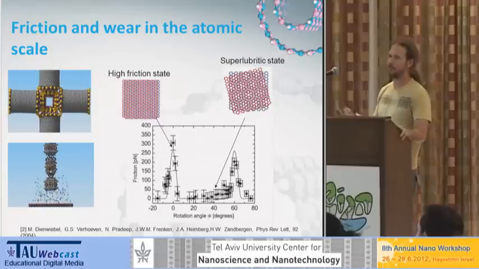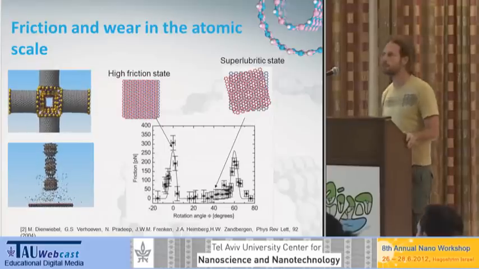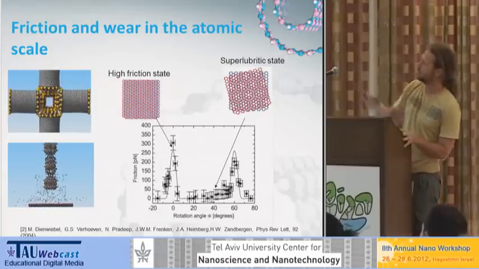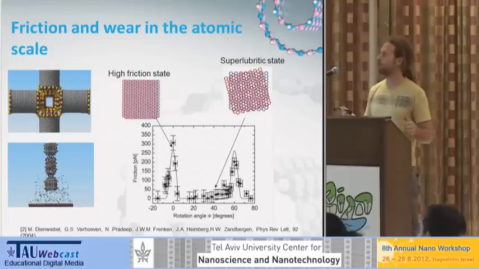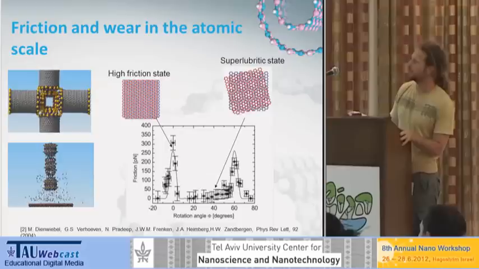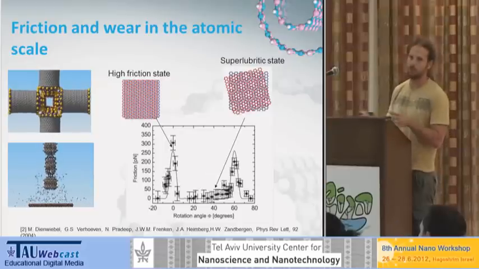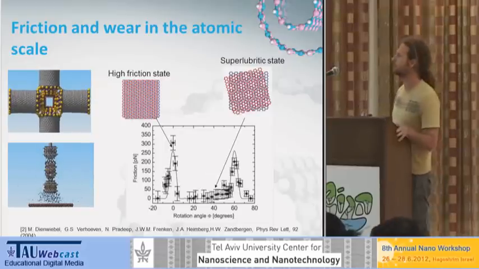This is experiments done by a group in Holland, and they showed that when we twist a graphene flake on a graphene sheet, we have a superlubric state. This is a state with almost no friction that we can measure.